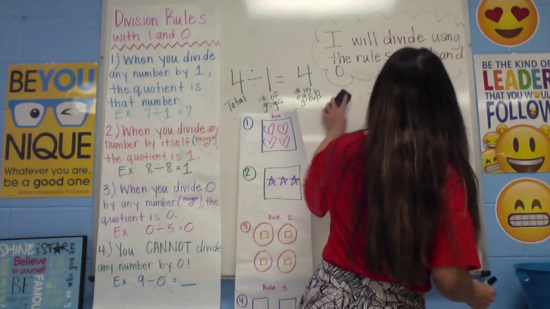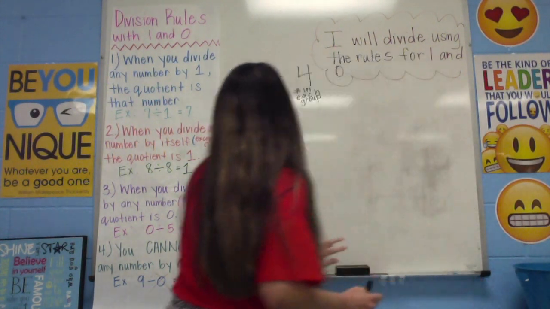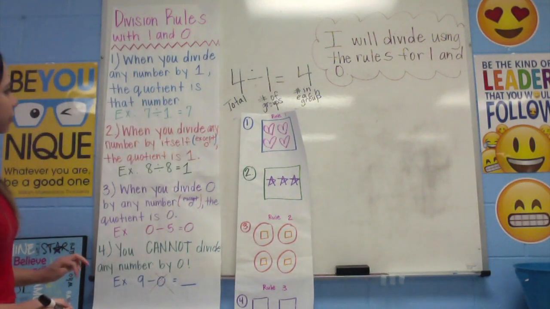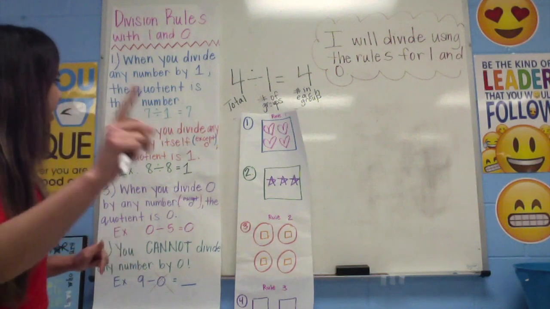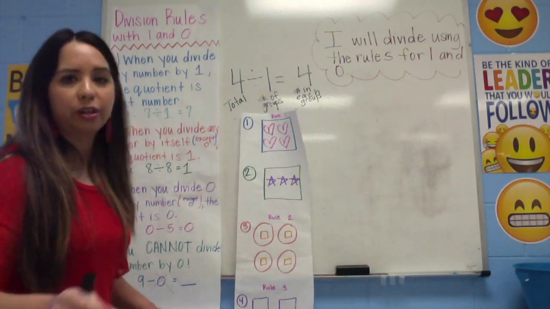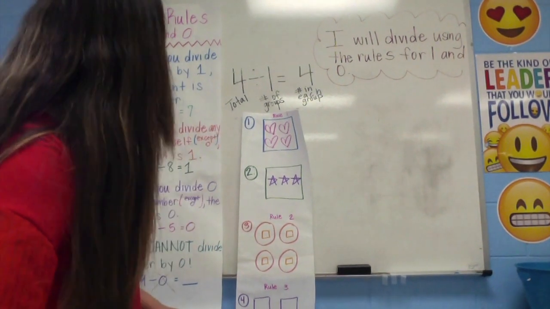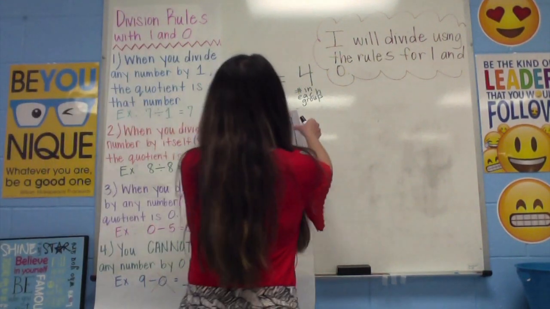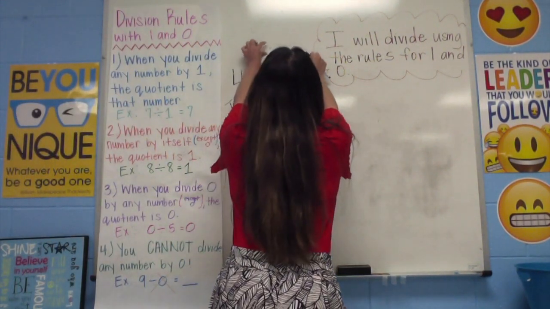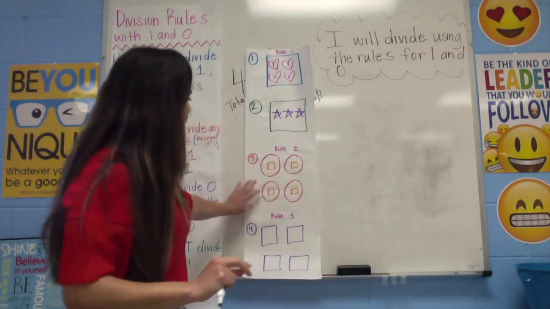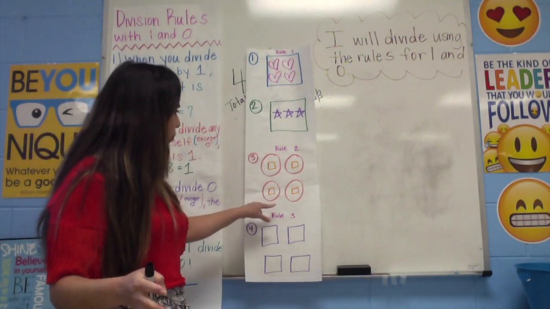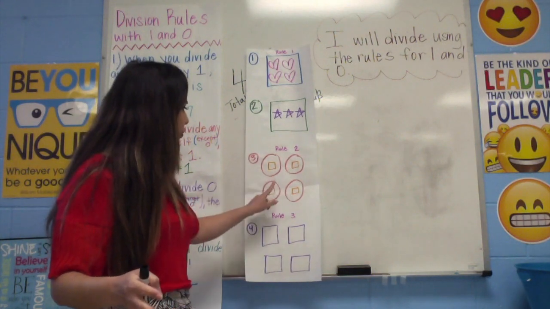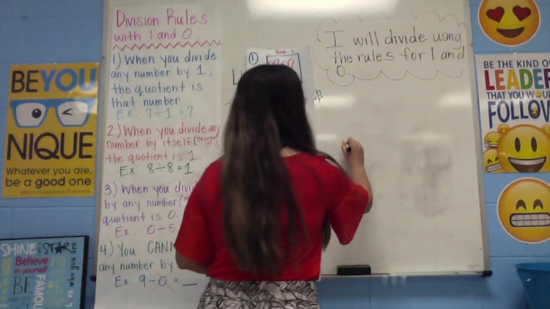Okay. So that was rule number 1. Rule number 2, when you divide any number by itself except 0, the quotient will be 1. All right? For example, let's look at this one. Let's look at picture number 3. All right, so in division, how many squares do we have in all? 1, 2, 3, 4 squares.